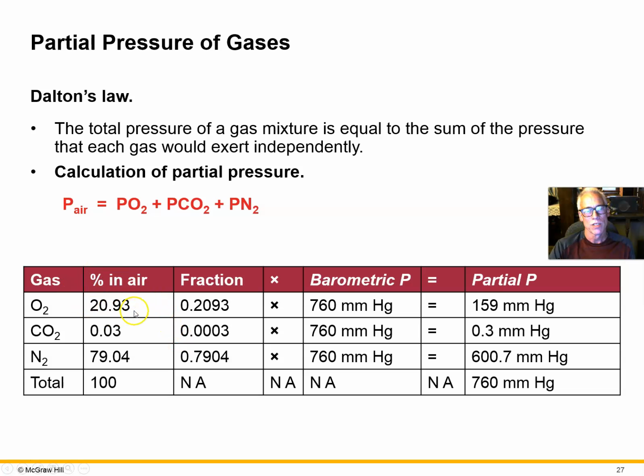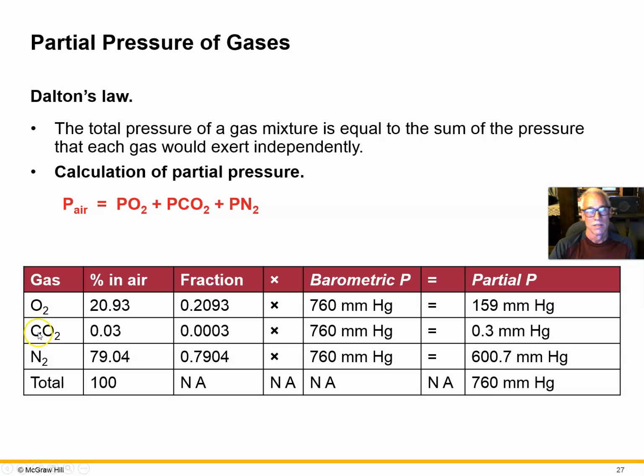It's 21% oxygen. What fraction of that 760 millimeters of mercury total pressure is oxygen partial pressure? Well, if we take 21%, the fraction of oxygen in the air, times the total pressure, we'll get 159 millimeters of mercury. That's the partial pressure of oxygen in the air at sea level.